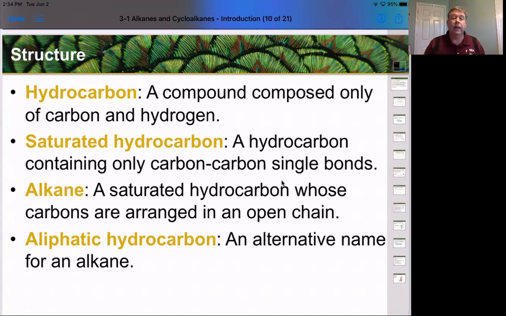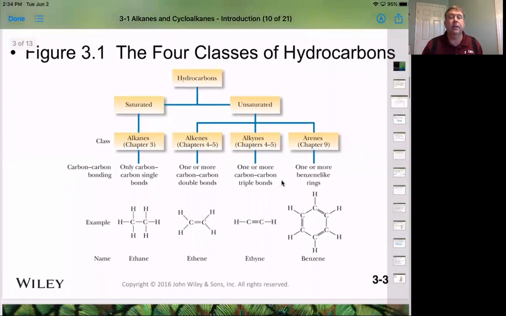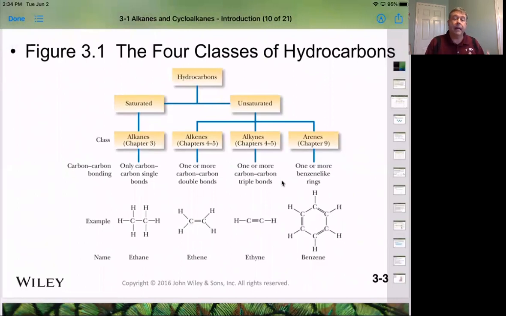So the alternative name is what we call aliphatic hydrocarbons. That means the same thing as a saturated hydrocarbon. Aliphatic implies that there are no double bonds in the organic compound. Okay, so if we look at the four classes of hydrocarbons here, we have what we can call saturated or unsaturated. Saturated are where all the carbons are sp3 hybridized and each of the carbons only has single bonds.